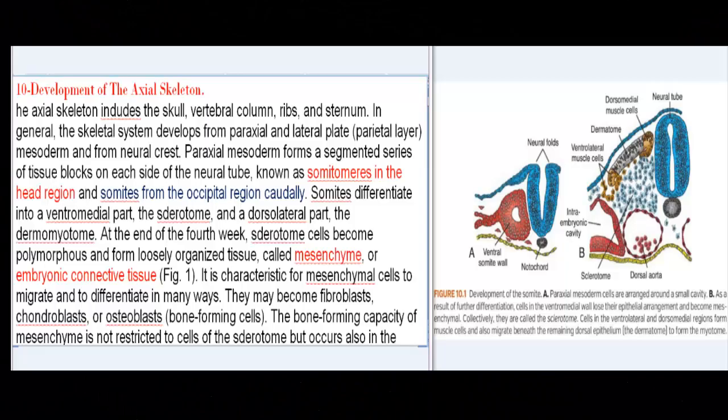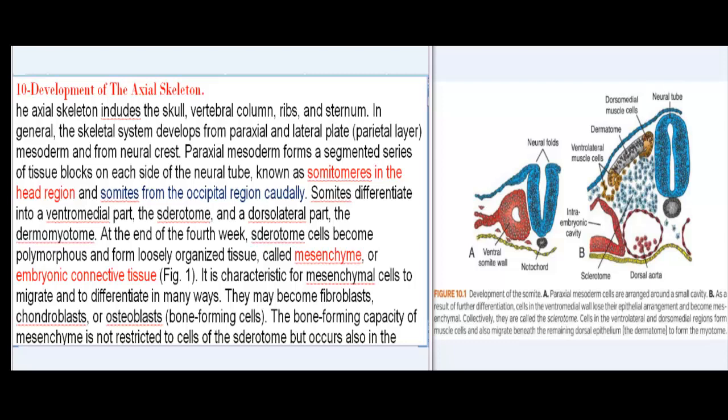10. The axial skeleton. The axial skeleton includes the skull, vertebral column, ribs, and sternum. In general, the skeletal system develops from paraxial and lateral plate, parietal layer, mesoderm and from neural crest. Paraxial mesoderm forms a segmented series of tissue blocks on each side of the neural tube, known as somitomeres in the head region and somites from the occipital region caudally.